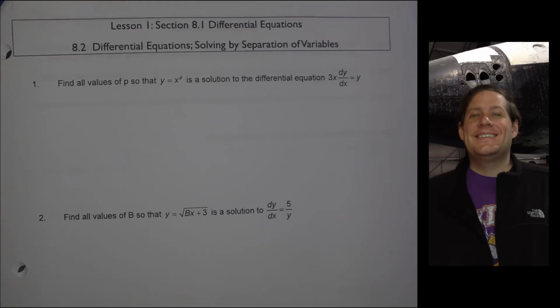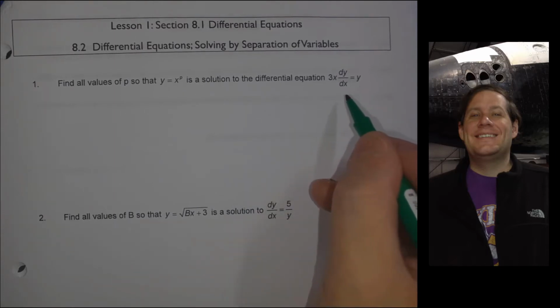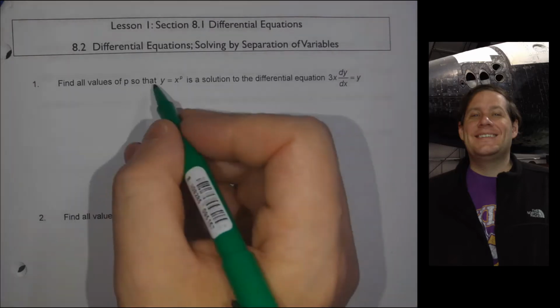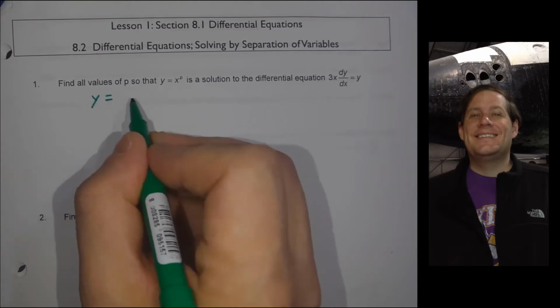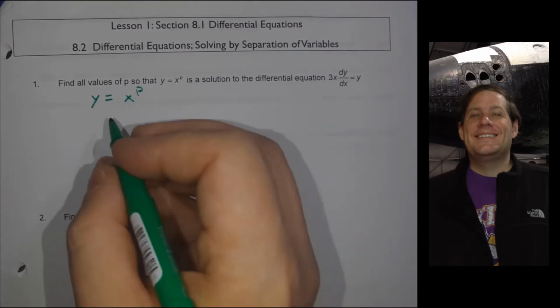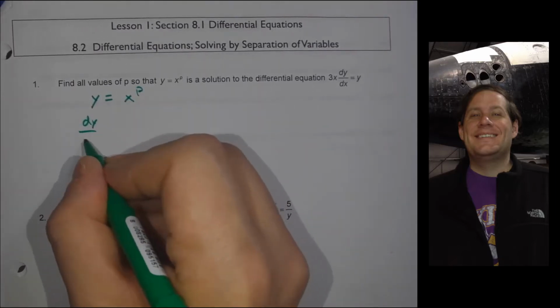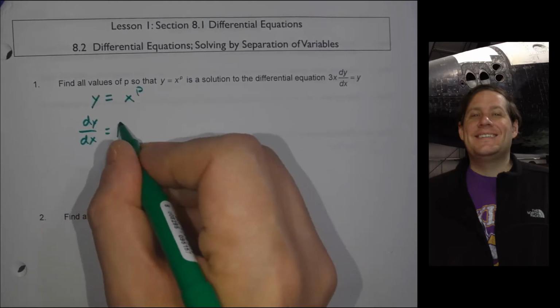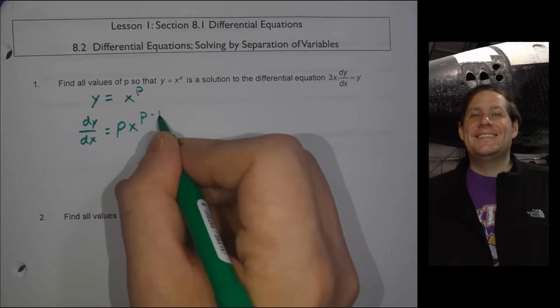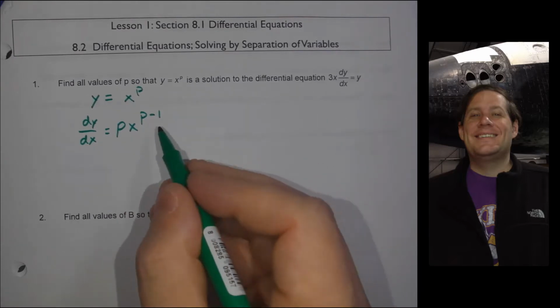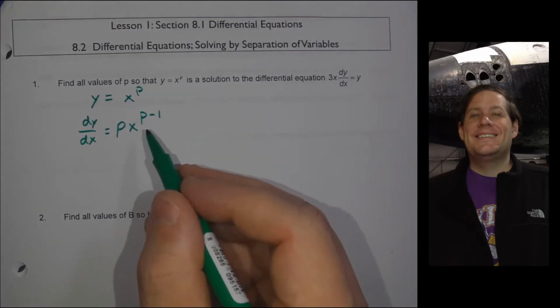Okay, so this problem is asking us to find all values of p so that y equals x to the power of p is a solution to the differential equation 3x dy/dx equals y. Notice that we have y equals x to the p, and this means, of course, that dy/dx equals px to the power of p minus 1 by the power rule for derivatives.